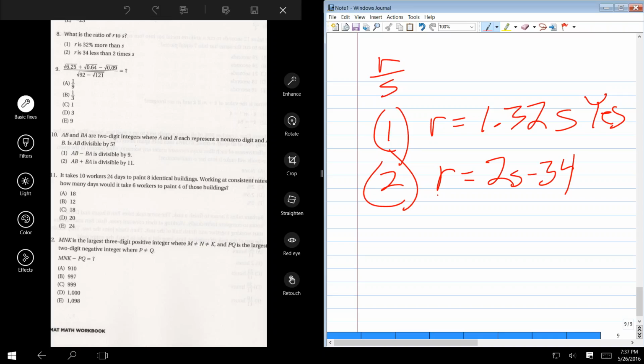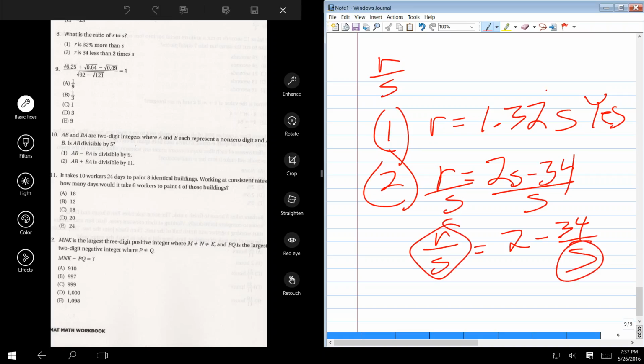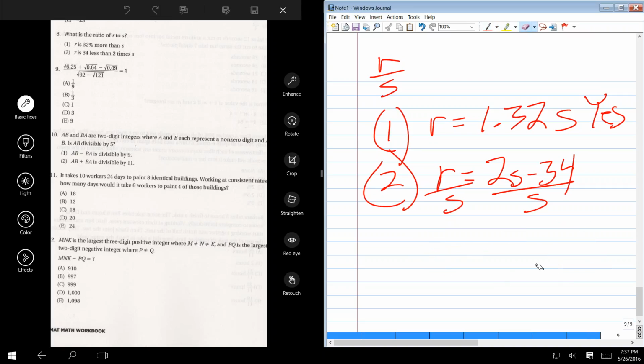In other words, I could certainly divide both sides by S, and then I get R over S equals 2 minus 34 over S. But I haven't really solved for R over S. I've got R over S as a function of S now. So yeah, exactly, to solve for R over S, you got to be able to put a number on it. And yeah, so you can't completely isolate, right, exactly. You cannot isolate R over S from that one. So you can't figure it out from 2. You can from 1. Problem's done.